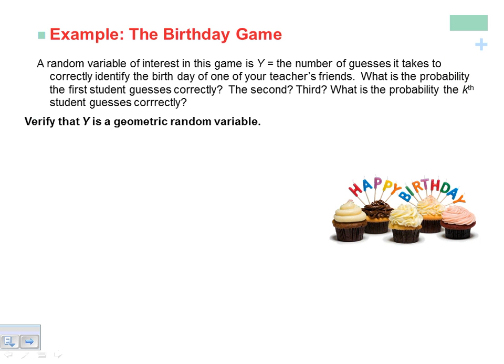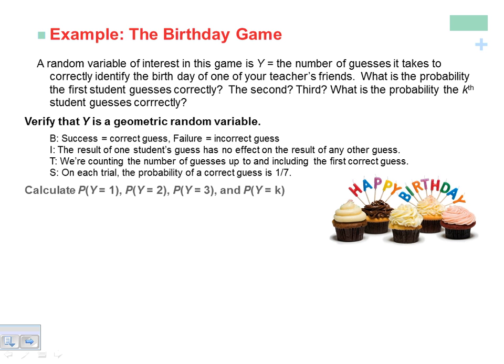We're going to do the birthday game. A random variable of interest in this game is y equals the number of guesses it takes to correctly identify the birthday of one of your teacher's friends. What is the probability that the first student guesses correctly? What about the second? What about the third? What's the probability that the kth student guesses correctly? So, is this a geometric setting?